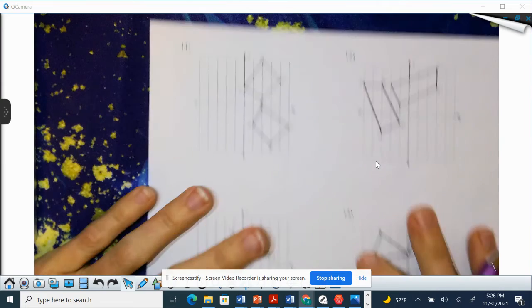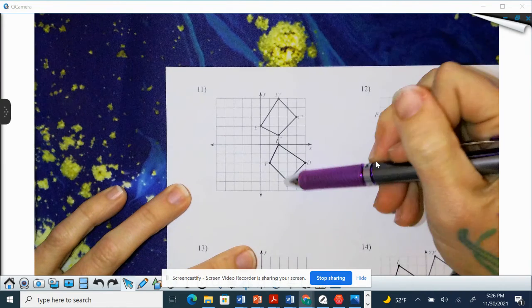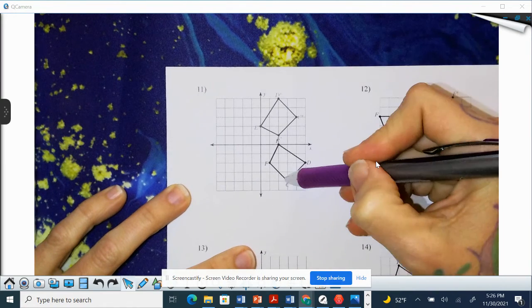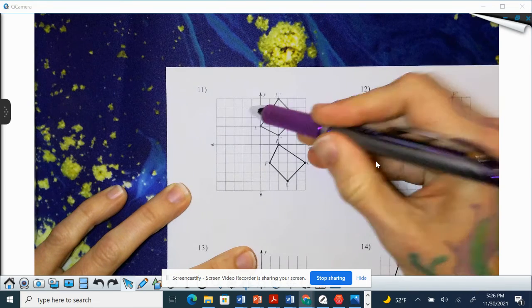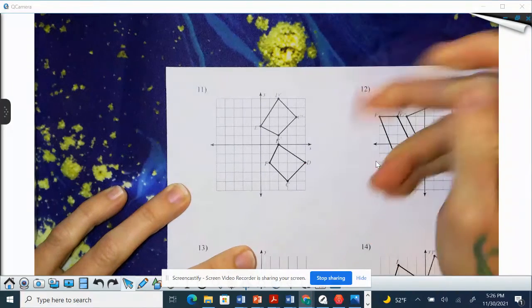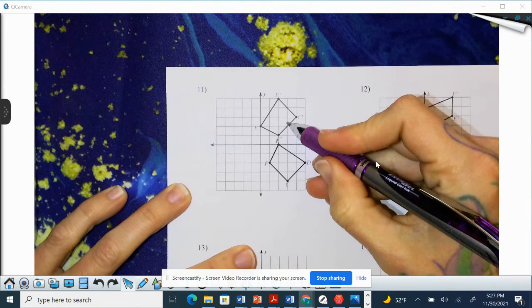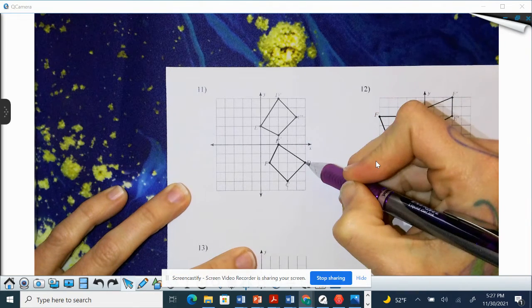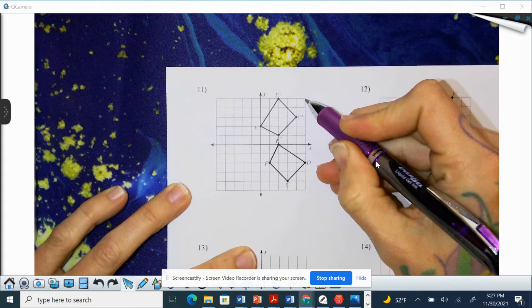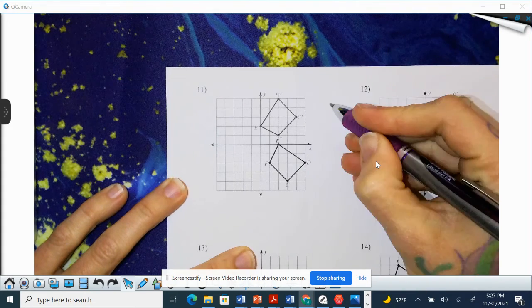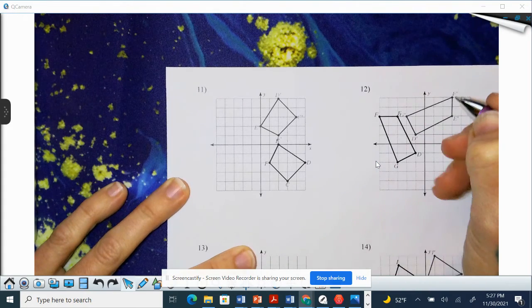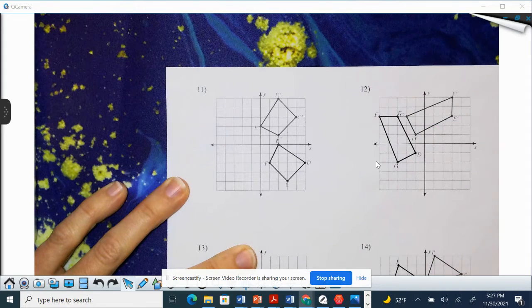So looking at number 11, this definitely did not just slide because C did not slide directly up or left. If we want to make sure and prove that to ourselves, it looks like C went 1, 2, 3, 4, 5, 6, 7 up and to the right one. D did not go 1, 2, 3, 4, 5, 6, 7 up and to the right one. So this is not a translation. So it's not a slide. So our choices are either rotations or reflections.